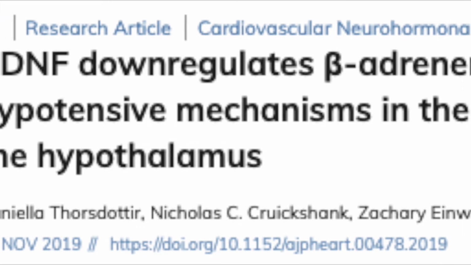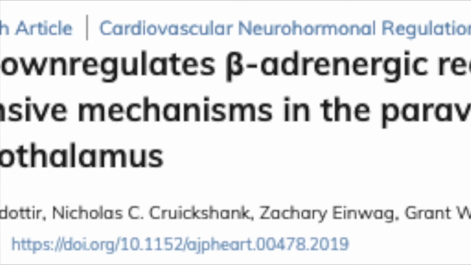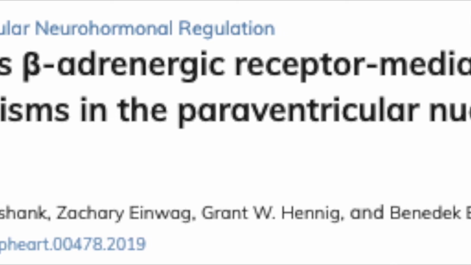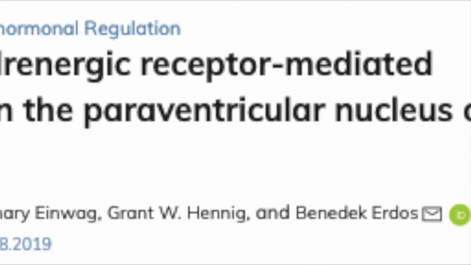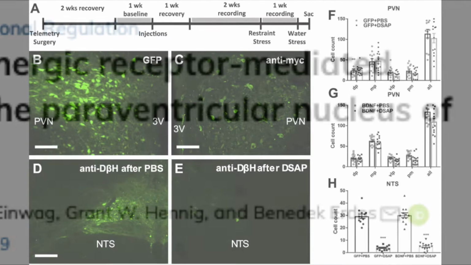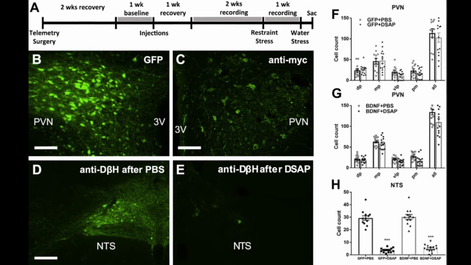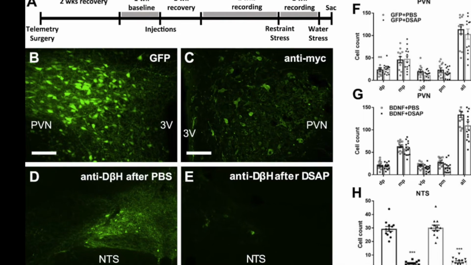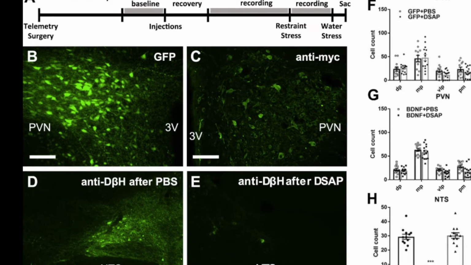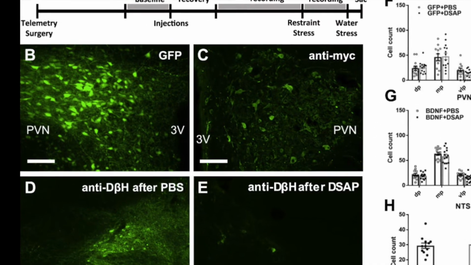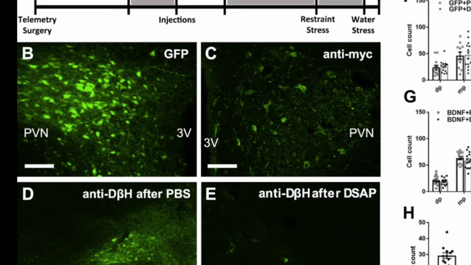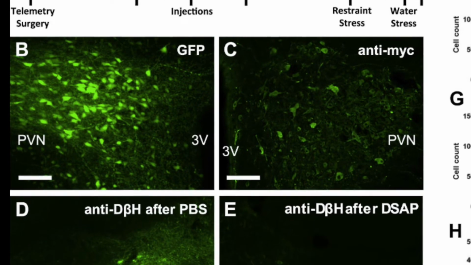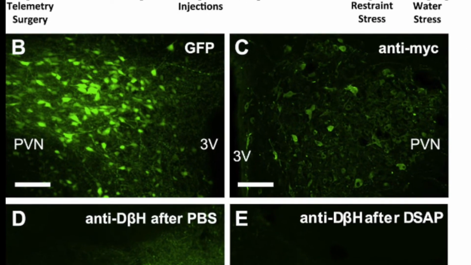Thorsdottir et al. tested the hypothesis that BDNF increases blood pressure in part by diminishing inhibitory hypotensive input from nucleus of the solitary tract catecholaminergic neurons projecting to the PVN. Male Sprague-Dawley rats received bilateral PVN injections of viral vectors expressing either GFP or BDNF, and bilateral NTS injections of vehicle or anti-dopamine beta-hydroxylase conjugated saporin.